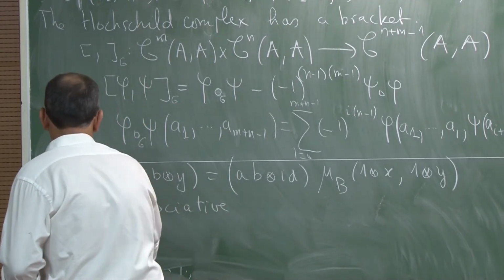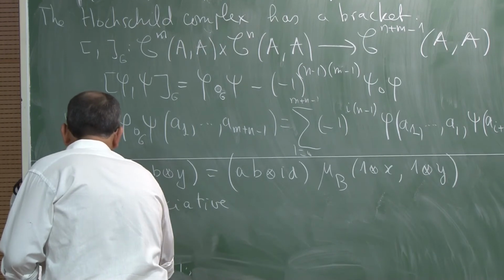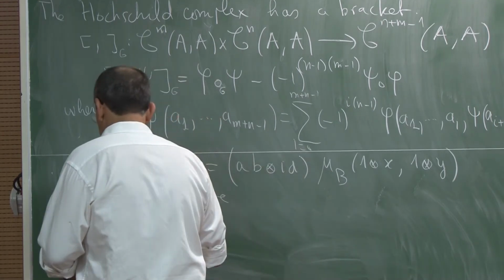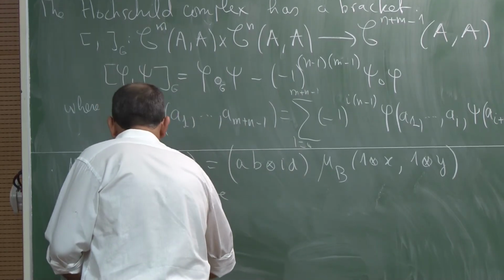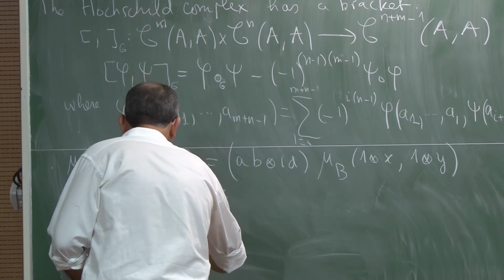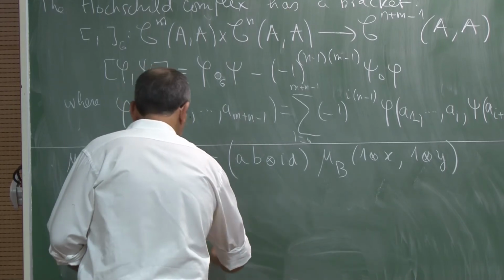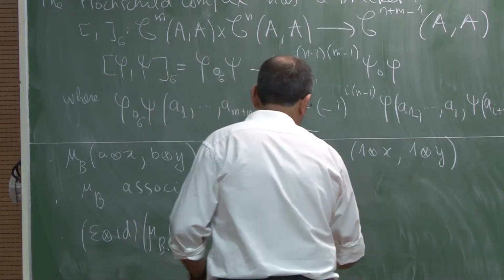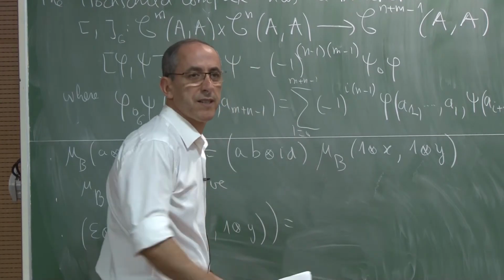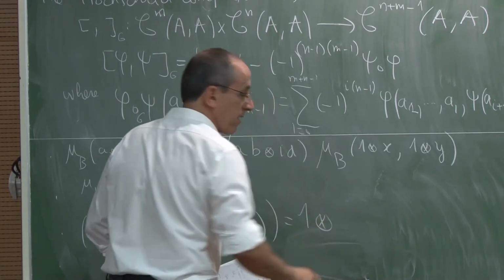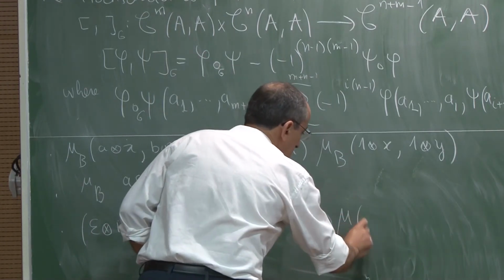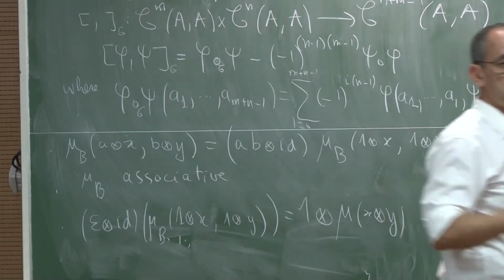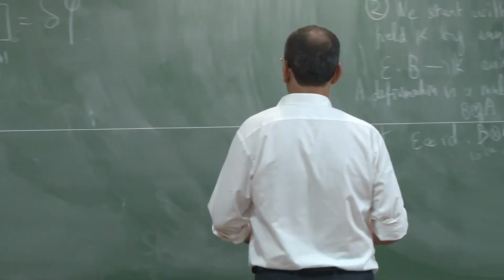Then we have this multiplication, and with the augmentation applied to mu b, this is a compatibility condition also, 1 tensor x, and this should be 1, if you apply, this should be 1 tensor mu of x tensor y. This is the connection to the original multiplication.